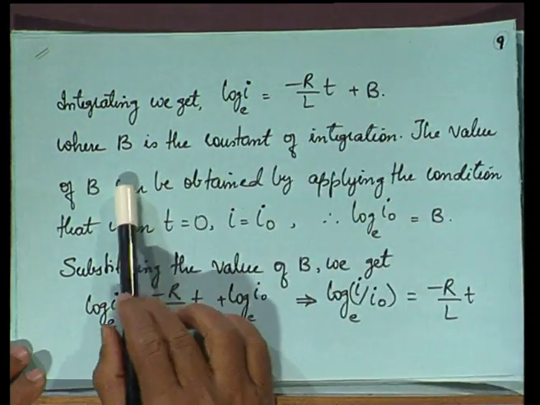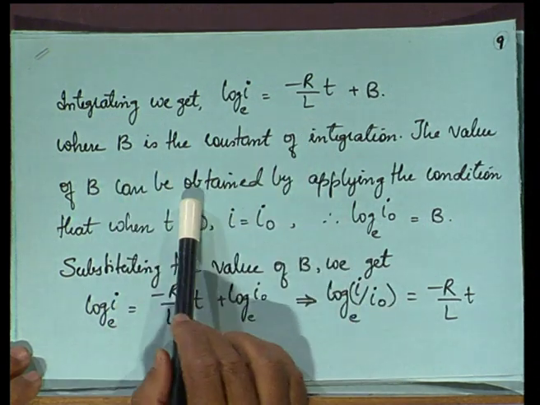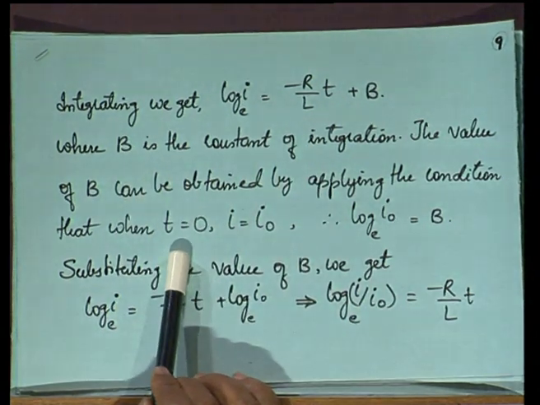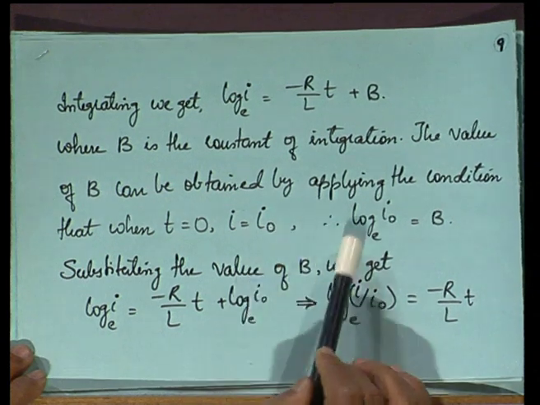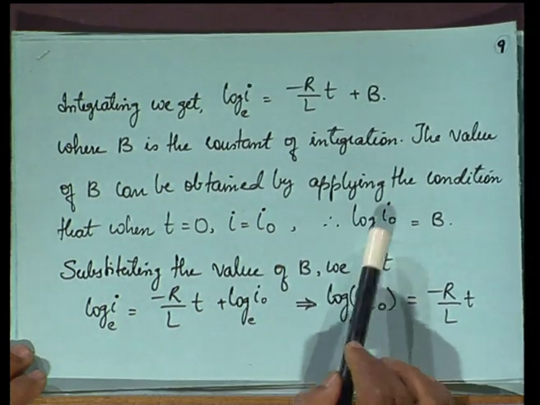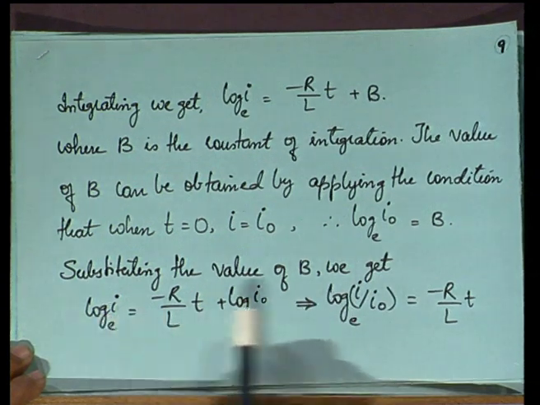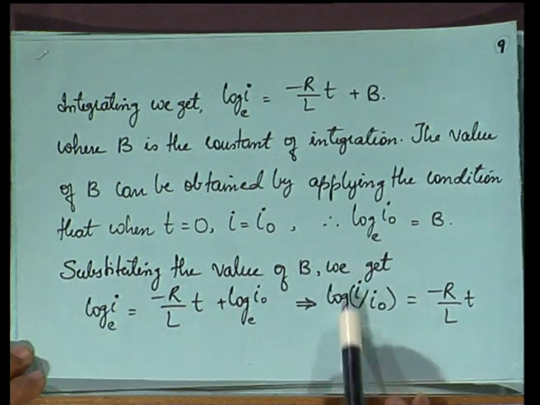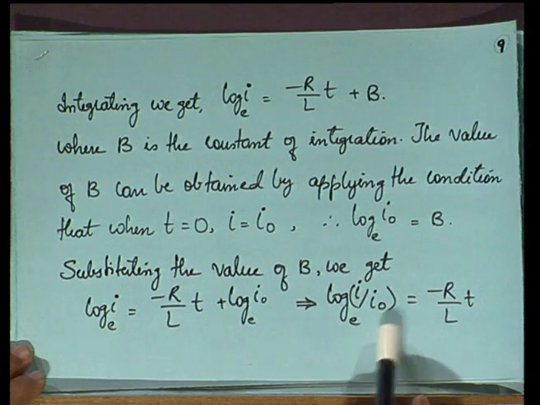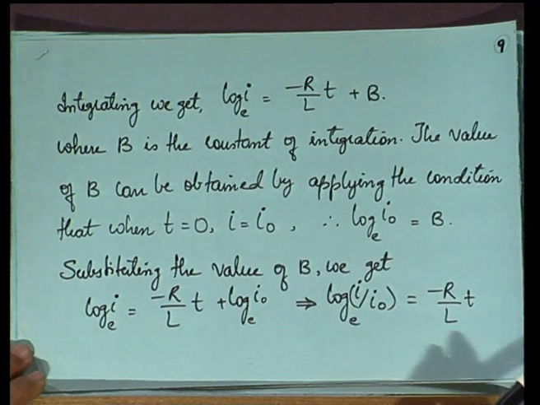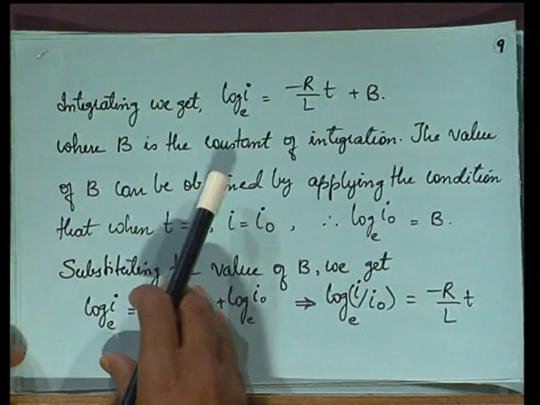In order to find the value of b, we apply the boundary condition: when t is equal to 0, I is equal to I naught. It becomes log to the base e I naught is equal to b. Substituting these values, we finally obtain the equation log to the base e I by I naught is equal to minus R by L into t. So, here also we can calculate the time constant during the process of decay of the circuit.